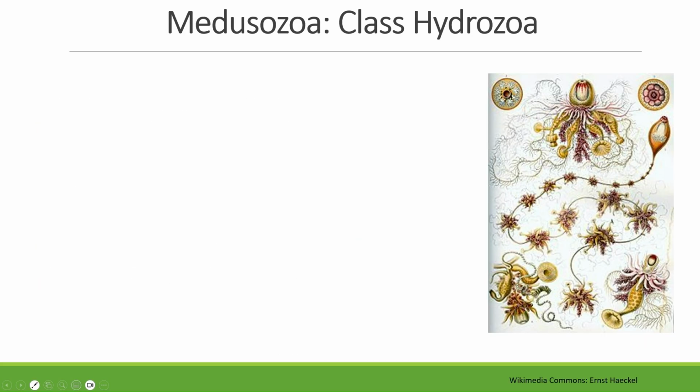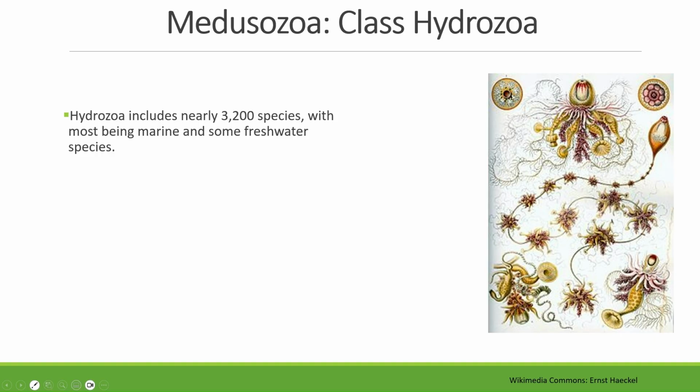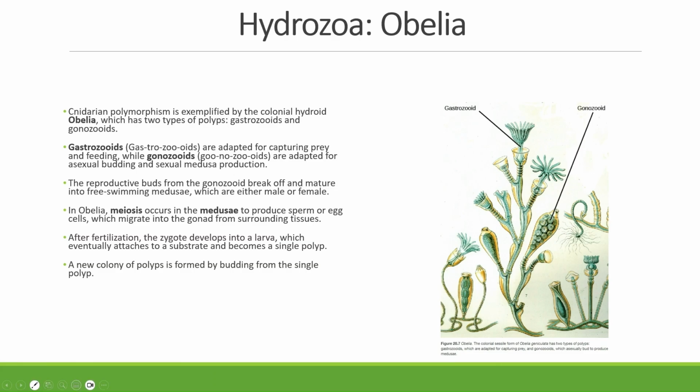We now come to the last major class within the subphylum Medusazoa, the Hydrozoa. Hydrozoa are extremely diverse and include nearly 3,200 species, and most hydrozoans are marine, but a few live in freshwater. We covered a member of this class, the Obelia, in our explanation of polymorphism found in Cnidaria.